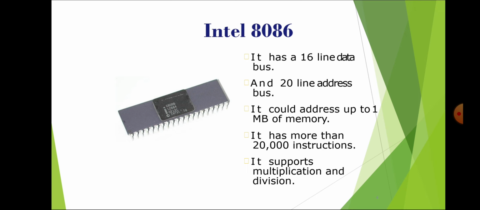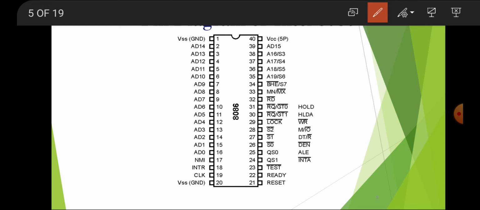Now let's start with our main topic, the pin diagram of the Intel 8086. You can see here, how many pins are in the diagram? Yes, 40 pins are there. First we'll go for pin 40. Pin 40 is VCC.